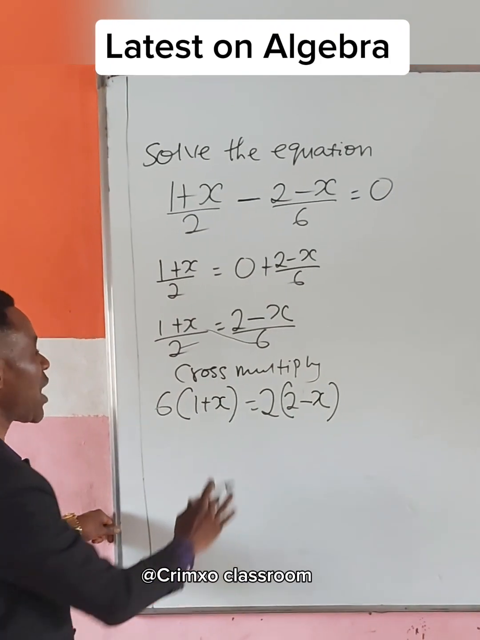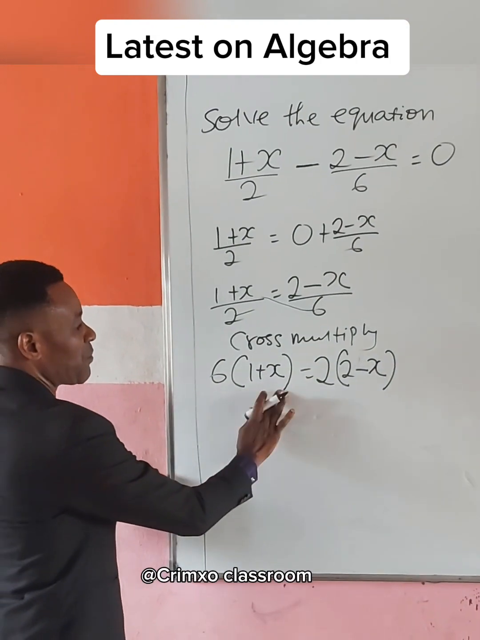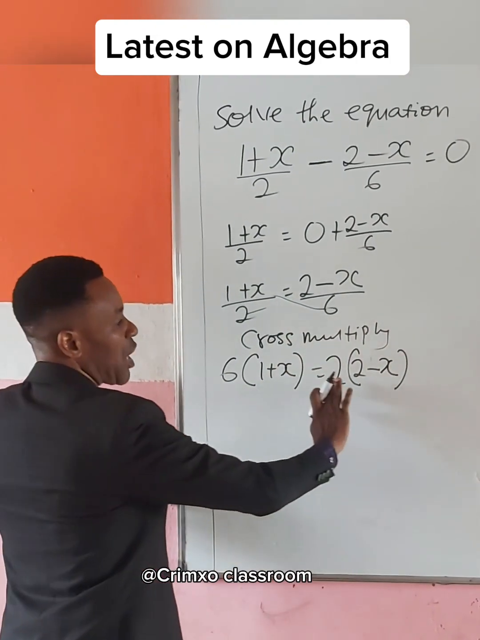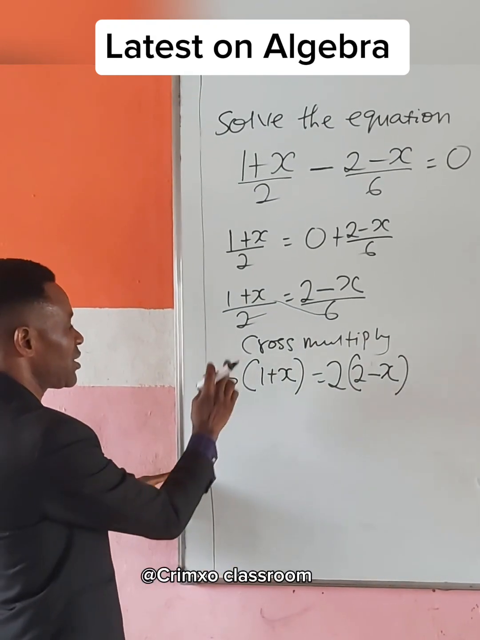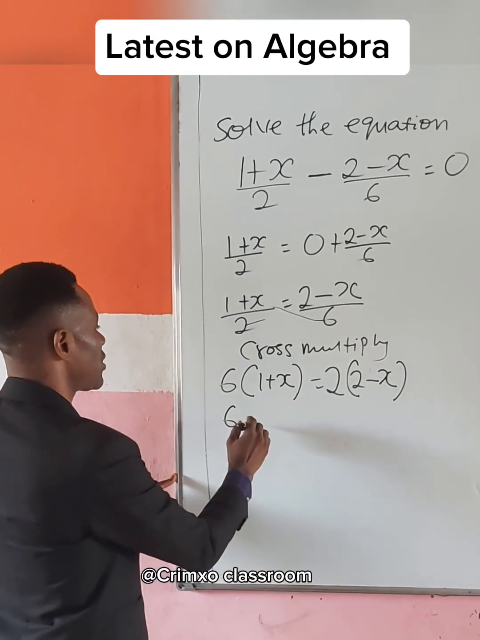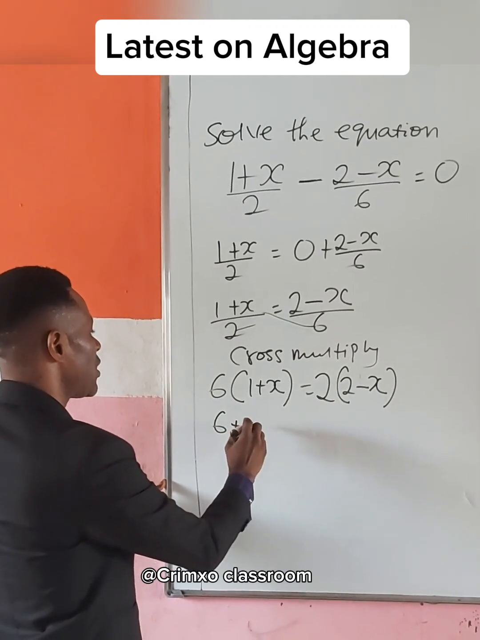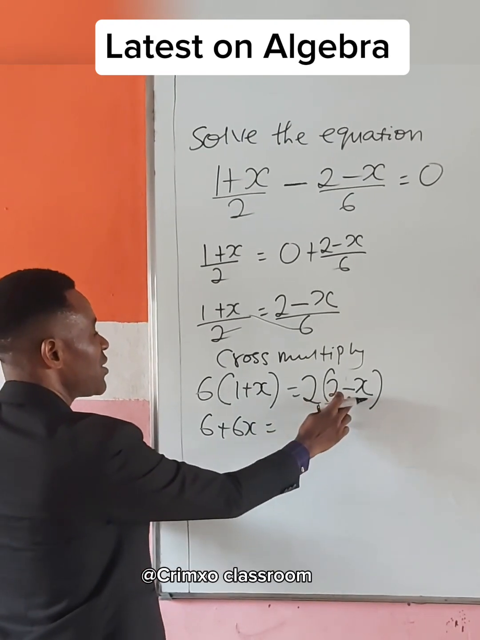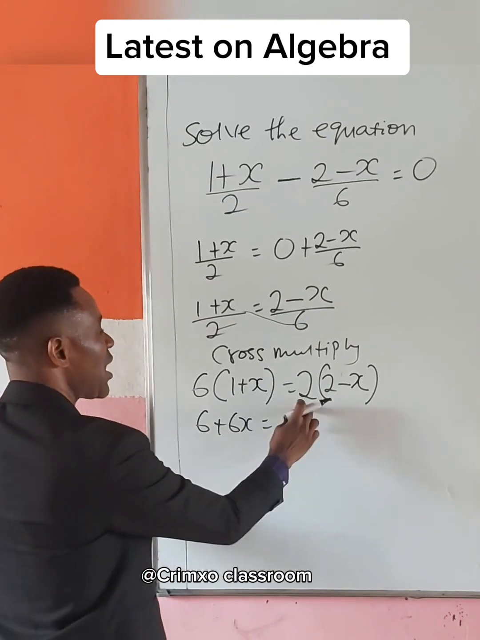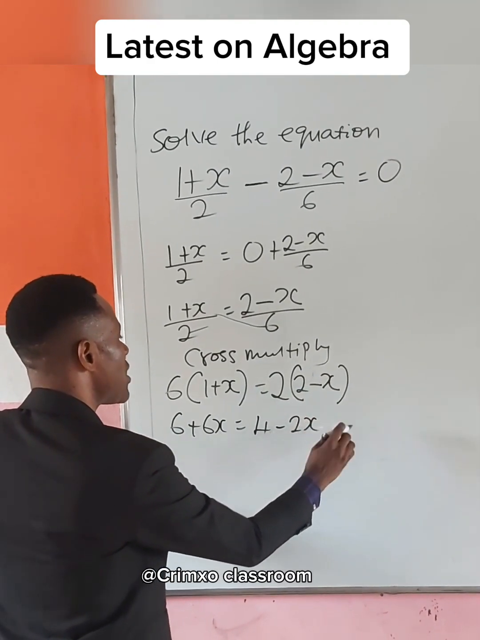So the next thing to do now is to open the bracket. We open the bracket, use this 6 and multiply everything here, and use 2 and multiply everything in this bracket. So what do we do here? 6 times 1 will give us 6. 6 times x will give us plus 6x, equals 2 times 2, 4, and 2 times minus x will give us minus 2x.